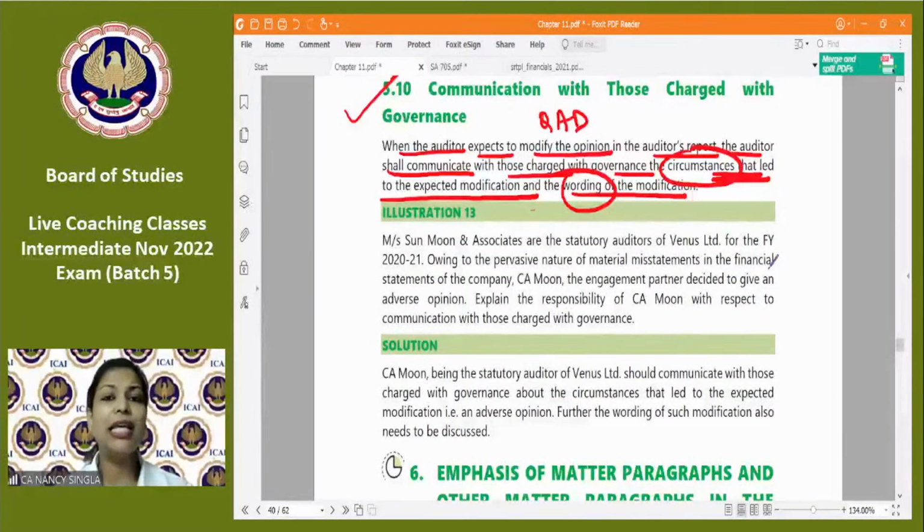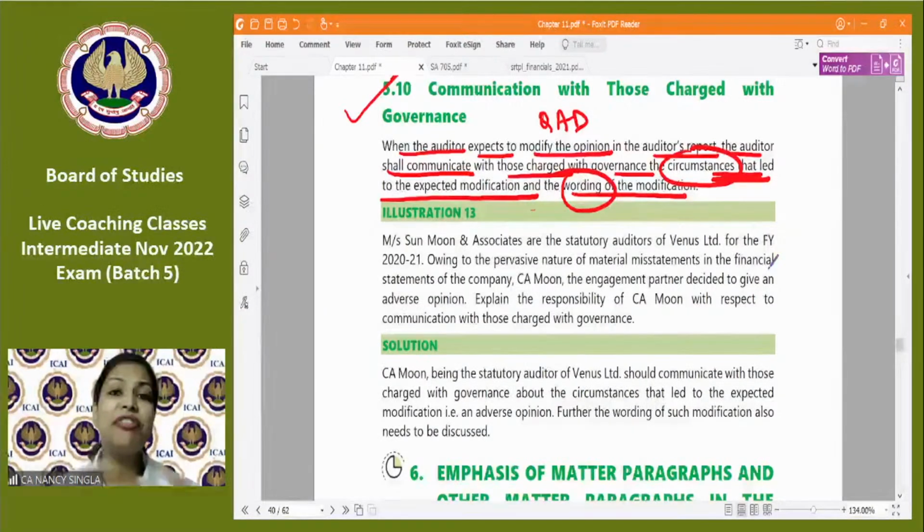Now when to give qualified? When sufficient appropriate audit evidence is obtained that the misstatement is material but not pervasive, or the auditor is unable to obtain sufficient appropriate audit evidence and the possible effect of misstatement is material but not pervasive, qualified. If you add pervasiveness to these two, then adverse and disclaimer. Is it clear? So quickly, let us discuss 1 or 2 examples.